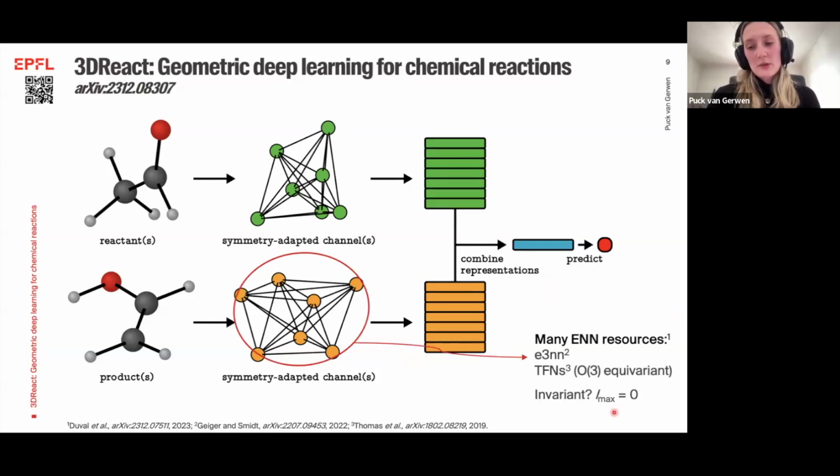And it's also worth mentioning that it's very easy to switch the networks to being invariant rather than equivariant by just fixing the spherical harmonics you use to only be the scalar ones. So this is a nice way to automatically flip between invariant and equivariant.